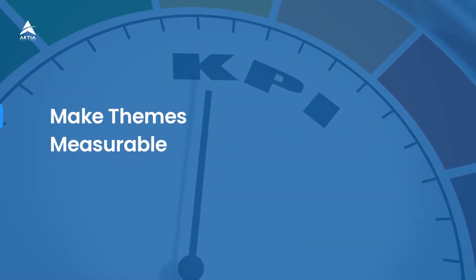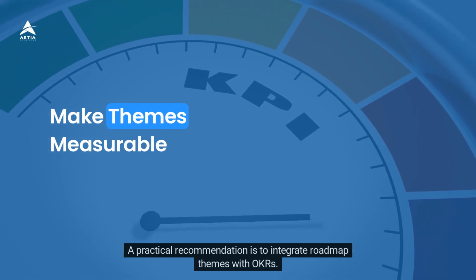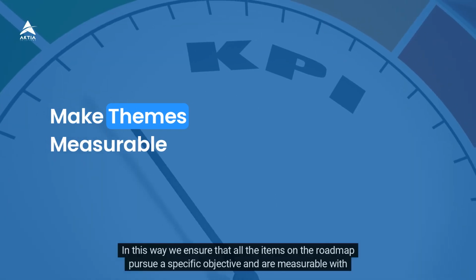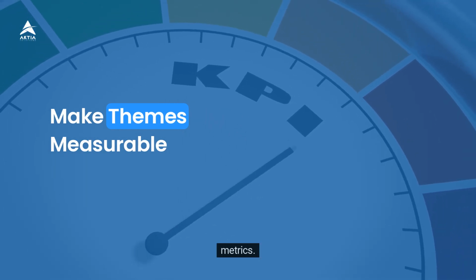Make themes measurable. A practical recommendation is to integrate roadmap themes with OKRs. In this way, we ensure that all the items on the roadmap pursue a specific objective and are measurable with metrics.